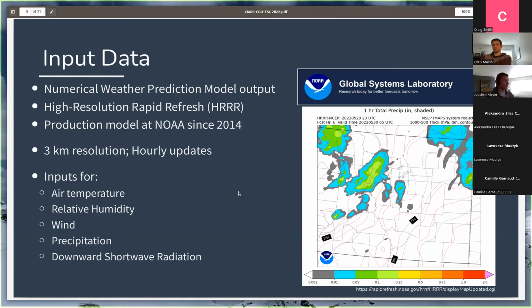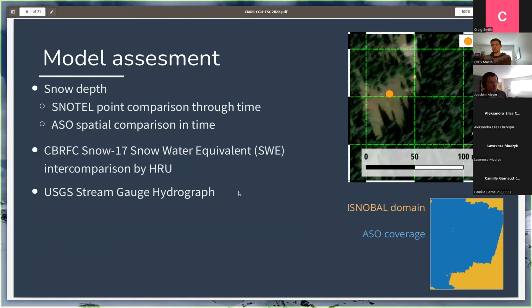Inputs we get from the HRRR are air temperature, relative humidity, wind speeds, precipitation, and downward shortwave radiation. And these are then, like I said, fed into SMRF, spatially distributed for iSnobal to run. To give a quick info how I did this comparison.